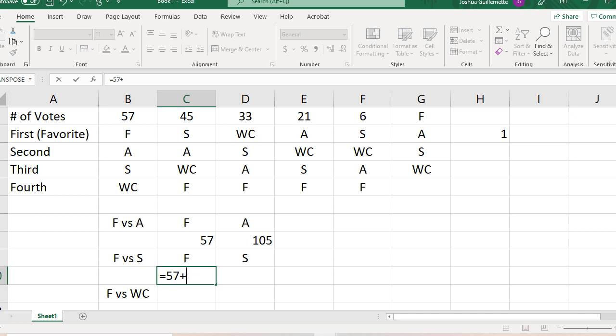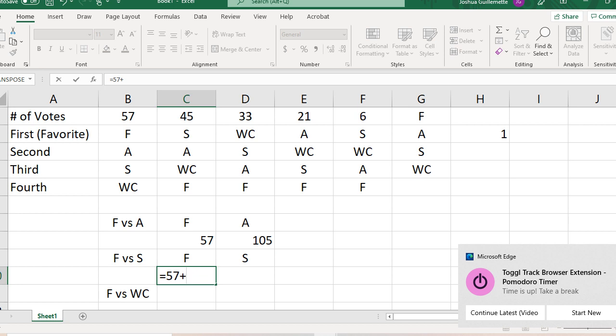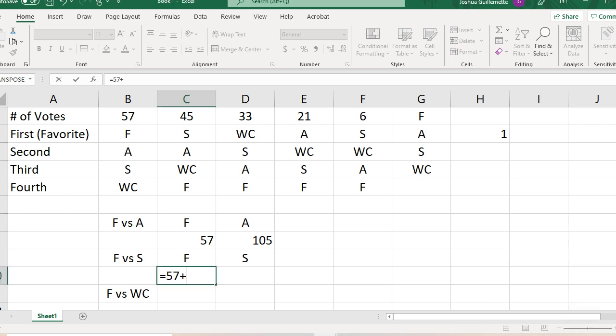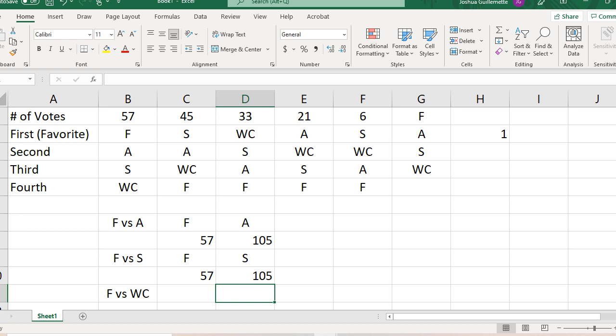Alright, Flash does not win over Supergirl in any of the other columns. Oh, God. Okay, so Supergirl is going to win all the rest of them over Flash. Alright, so here we go. So I'm going to go over here. And, of course, Supergirl is going to win the 45 plus 33 plus 21 plus 6. Alright, so again, Supergirl is going to win this head-to-head comparison.